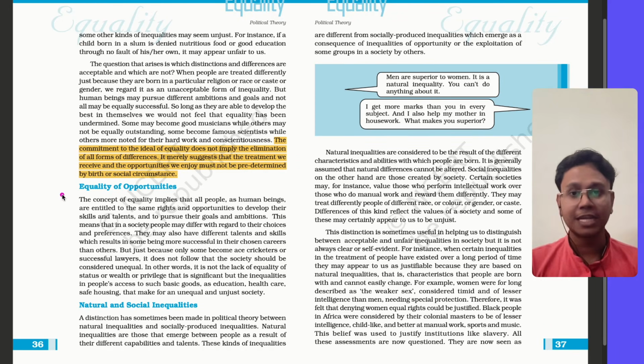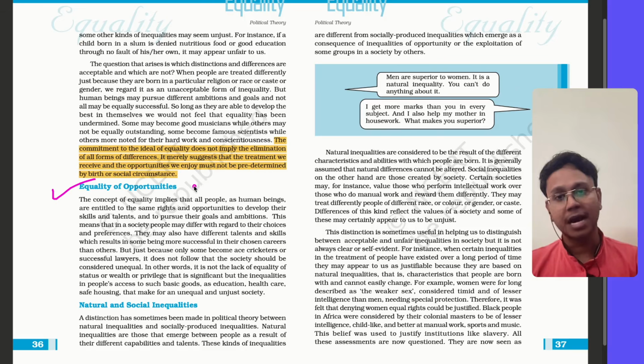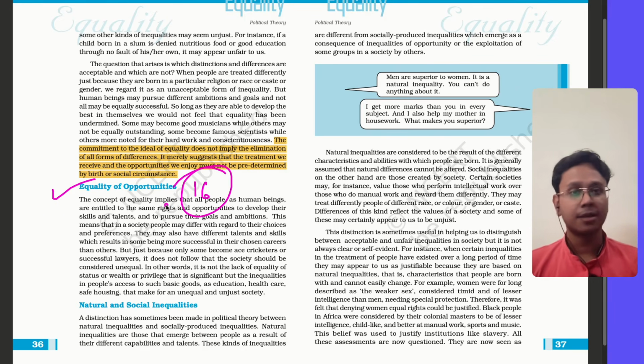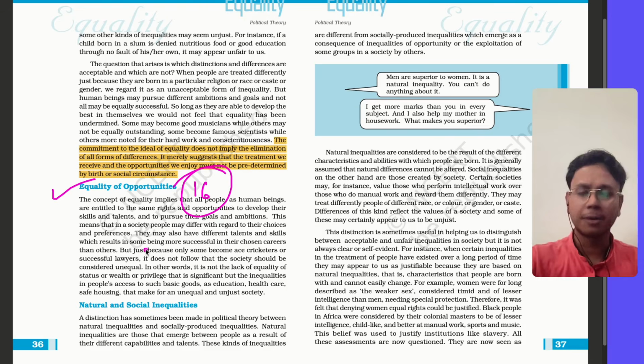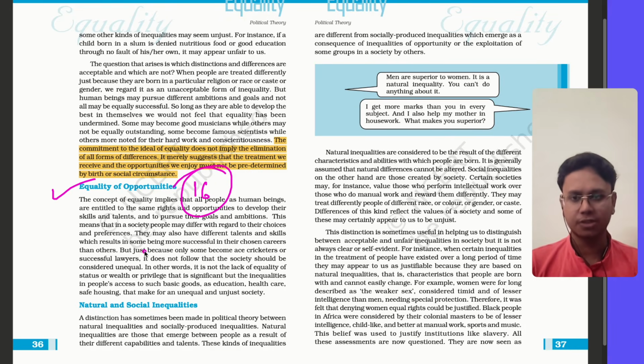Now, as I told you, there should be equality of opportunity irrespective of any identity, race, language, caste, class, gender. In our constitution also, Article 16 talks about this, that there should be equality of opportunities in public employment specifically. Now there are some natural and social inequalities.